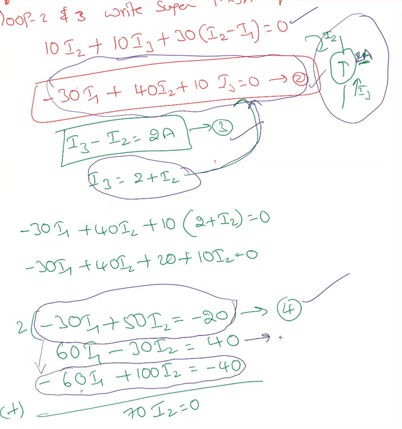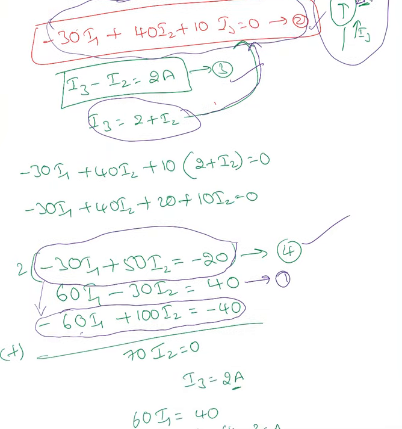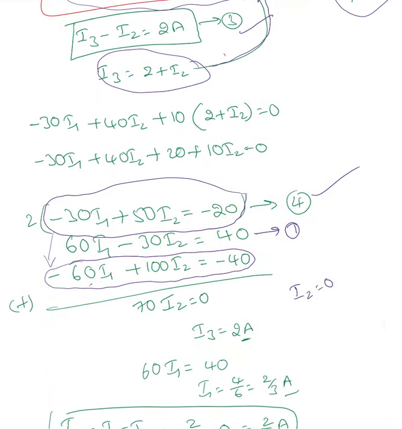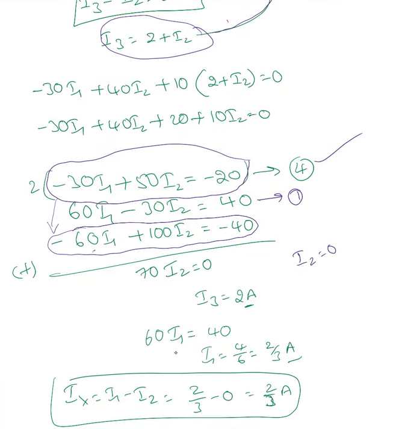What I did, this is my first equation. Now I took the first and the fourth equations after multiplication. I'm adding those two. So 70 I2 equal to 0. So I end up with I2 equal to 0. When I2 is 0, I3 equal to 2. From there I can find I1 equal to 2 by 3 amperes. So Ix is nothing but I1 minus I2. So 2 by 3 minus 0, which is 2 by 3 amperes.